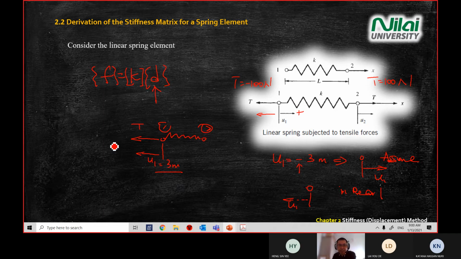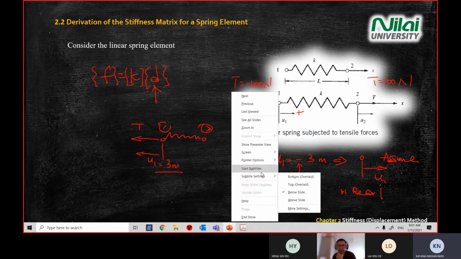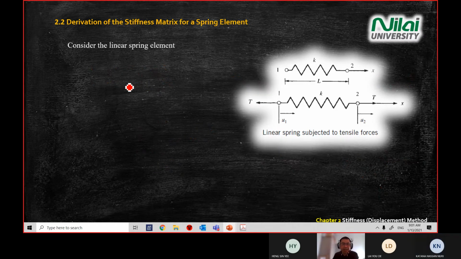Lai or Katana, do you understand what we are discussing? Pardon? Do you understand what we are discussing so far? I think I was left at the displacement value of negative 3 meters. Okay, so you are still blur on that? Yes. Okay, now I'm going to explain.